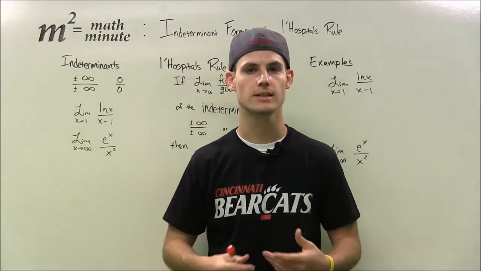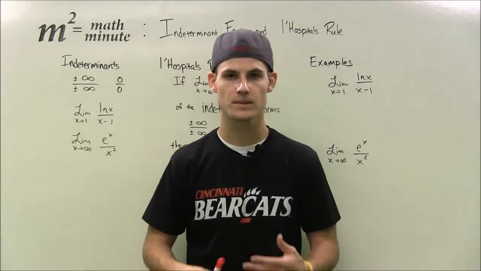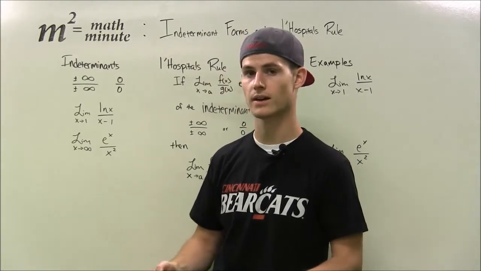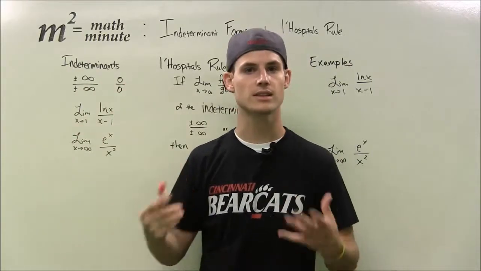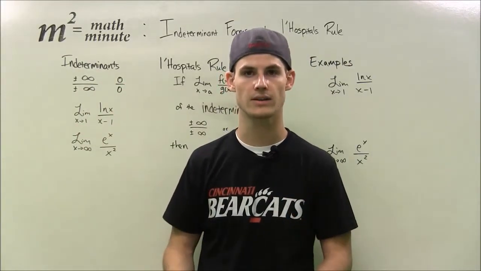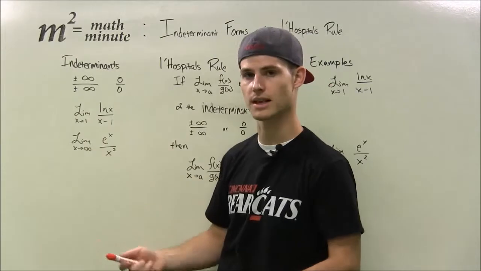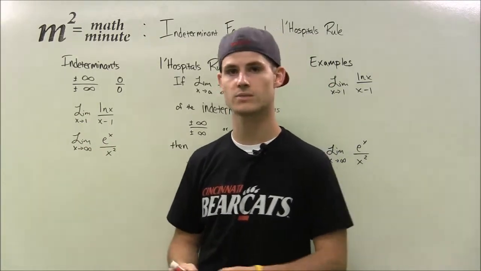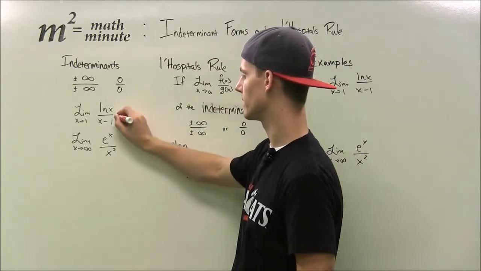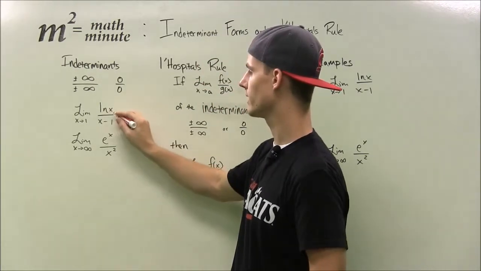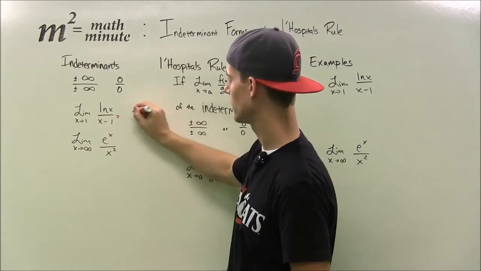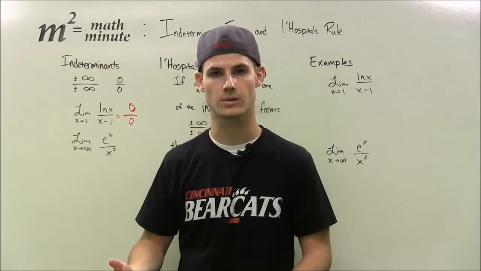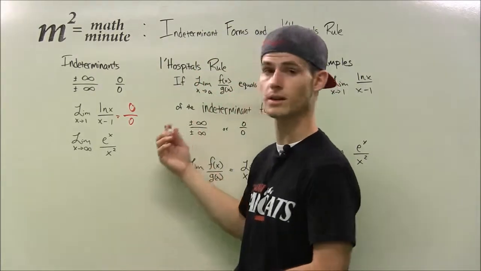So where these come from is if you're trying to evaluate a limit, and you find out that it's a form that you can't evaluate, such as one of these, there's things we can do that will help us actually find the value of the limit. So here, for example, the limit as x approaches 1 of ln x over x minus 1. Well, if we try to evaluate this, we get ln of 1, which is 0, over 1 minus 1, which is also 0. So we have an indeterminate form.